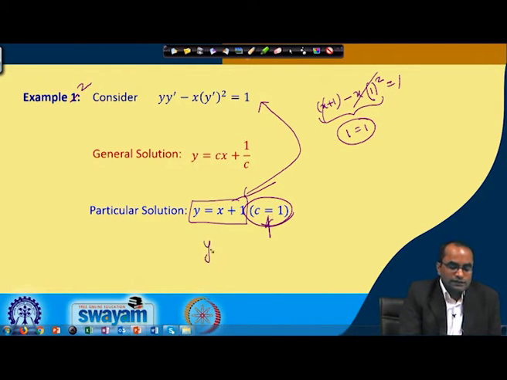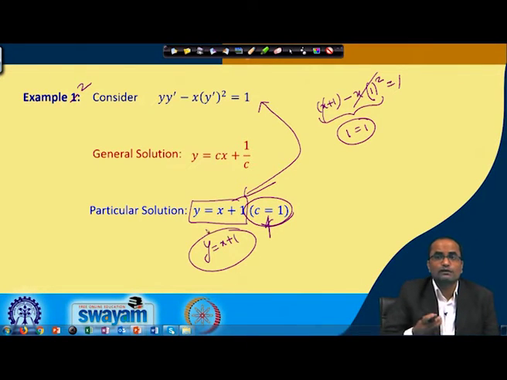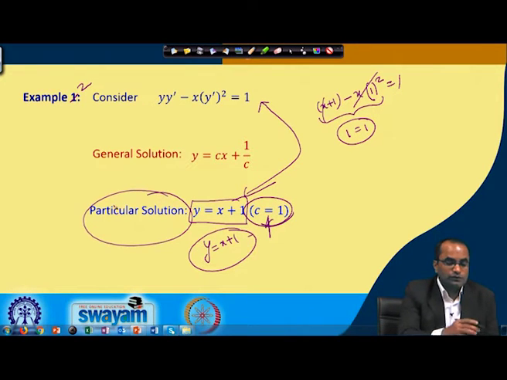But now, this y is equal to x plus 1, that is one curve, the one that is a straight line out of this family of lines. We got this as a particular solution. So, it is no more a general solution, this is a particular solution of the given differential equation.